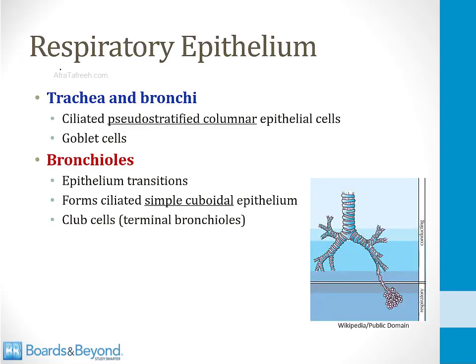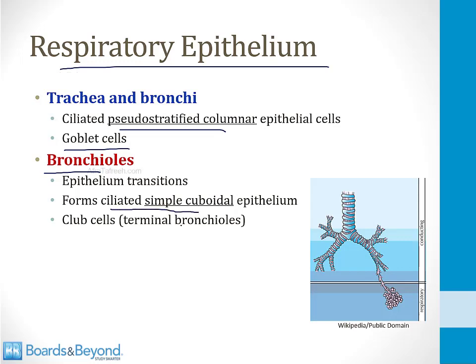The respiratory epithelium changes as you move from the trachea and bronchi to the bronchioles. In the trachea and bronchi, what you find are ciliated pseudostratified columnar epithelial cells, and this is also where you find goblet cells that secrete mucus. In the bronchioles, the epithelium slowly transitions and eventually becomes a ciliated simple cuboidal epithelium. And you do not find goblet cells in the bronchioles, but that's where you find the club cells that I talked about before. Those are found in the terminal bronchioles.